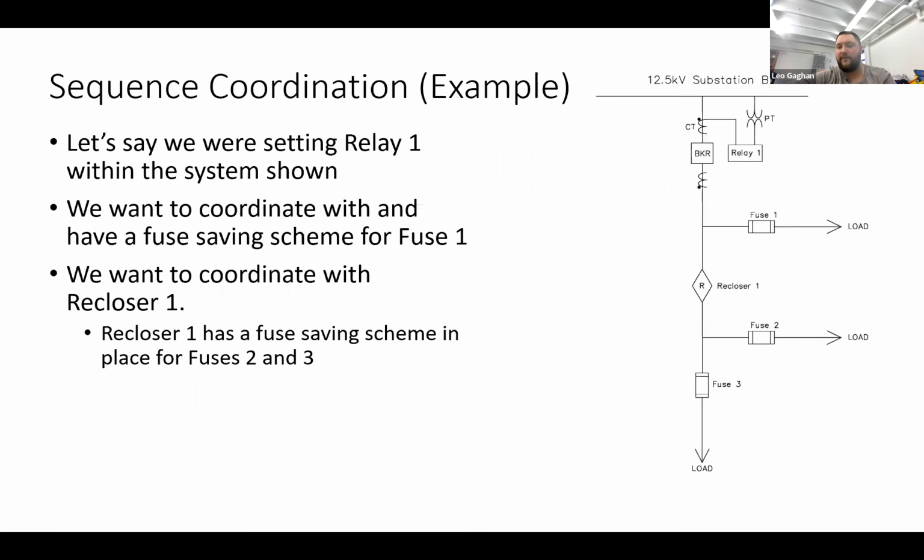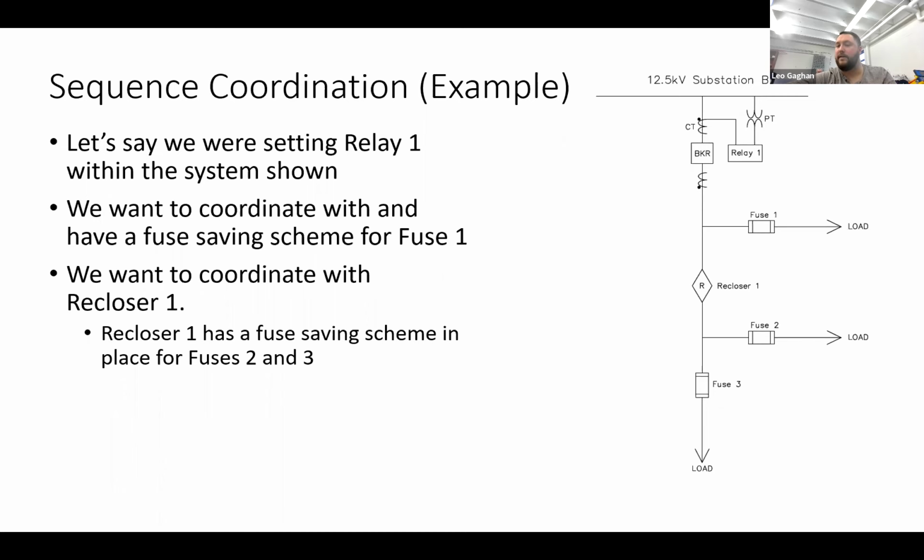Imagine we had a fault right where my mouse is. Well, what's going to happen is recloser 1 is going to trip and it's going to reclose. It's going to trip and it's going to reclose. So it's gone through its fast curve and it's gone through its fast curve. Now it's going to go to its slow curve.